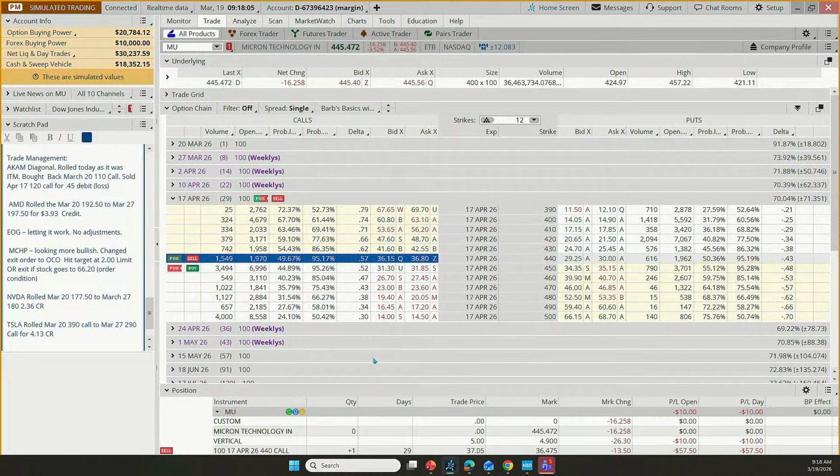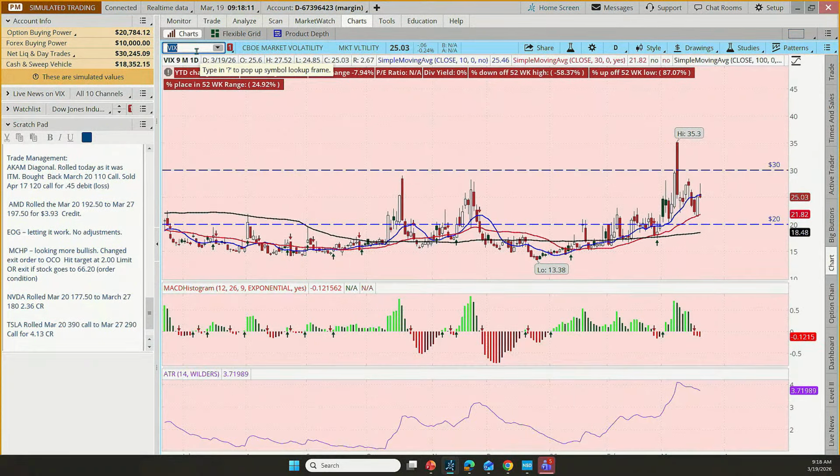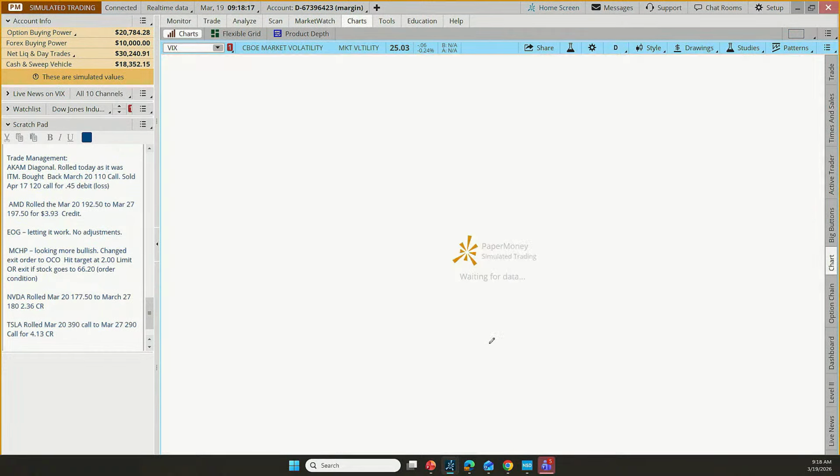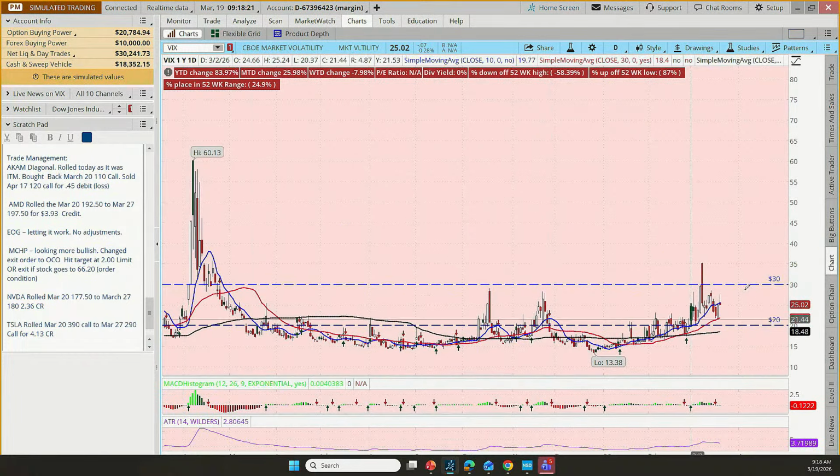But with the amount of uncertainty there is in the market right now, and the fact that volatility is pretty high compared to where it has been, like if we look at a 1-year chart on volatility, this is telling us that there's a lot of uncertainty in the market right now. We've only seen it this high once, twice, maybe 3 or 4 times in the last year.